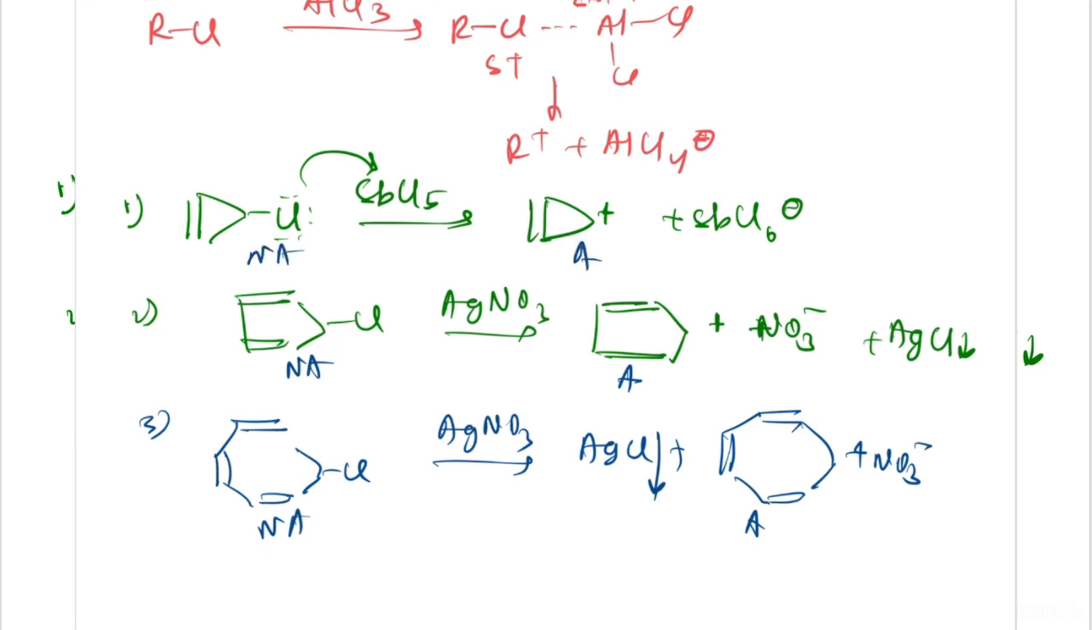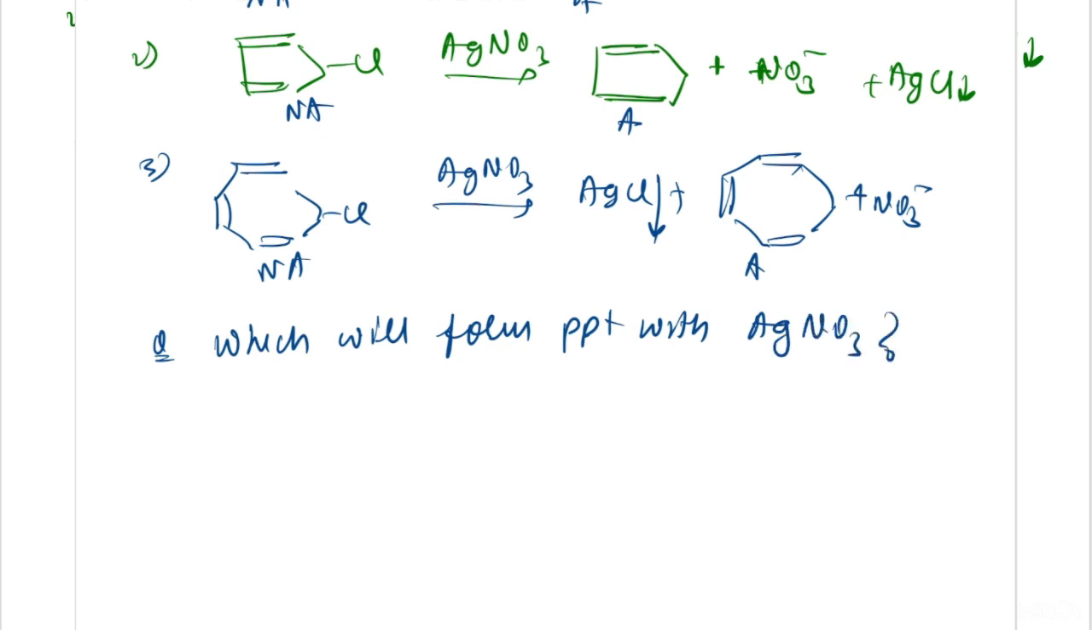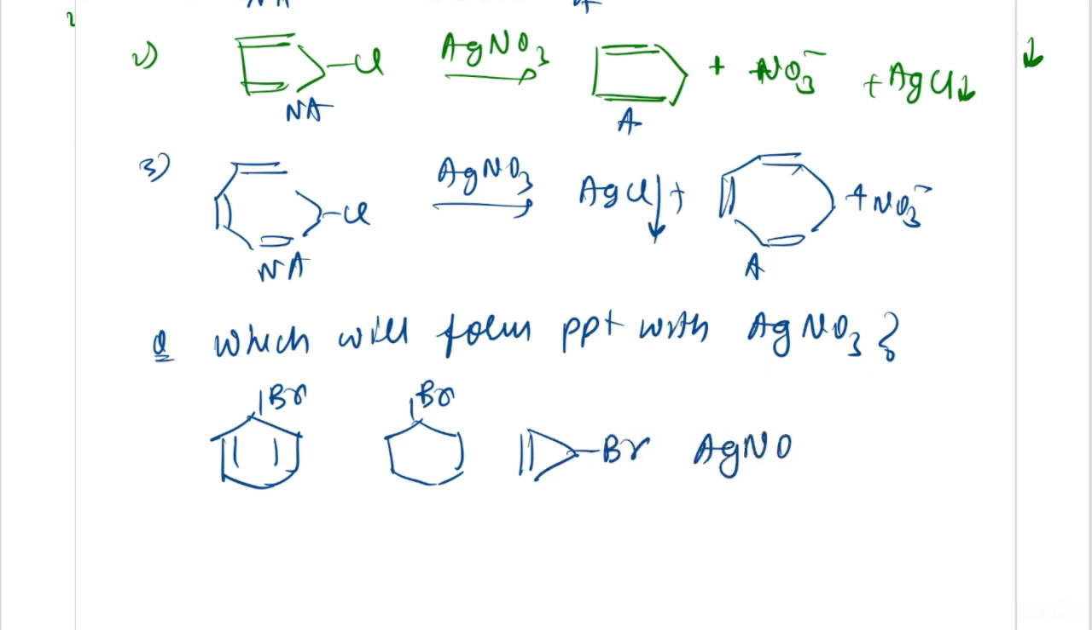So now there is a question: which will form a precipitate with AgNO3? First, we have Br. Second, we have this Br. And third, this Br. Which will form a precipitate with AgNO3? First, second, third. We know the third one, because when it reacts with Ag plus, it forms an aromatic system. The remaining will not form an aromatic system.